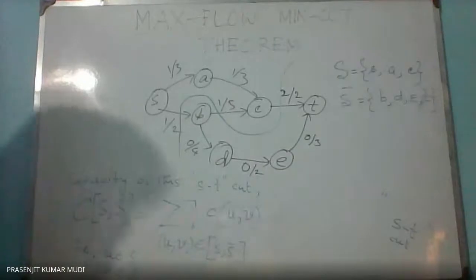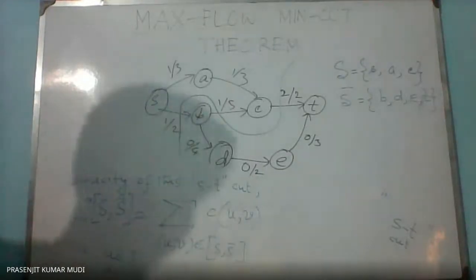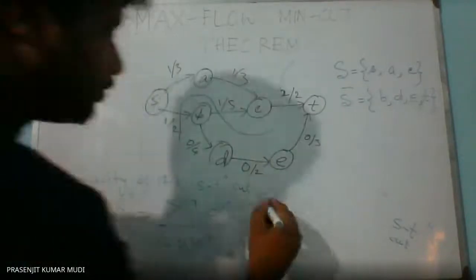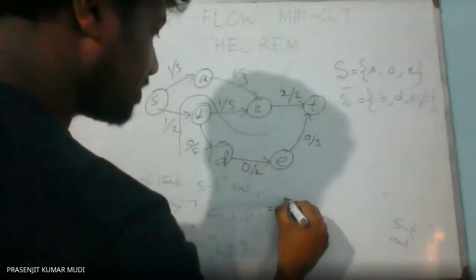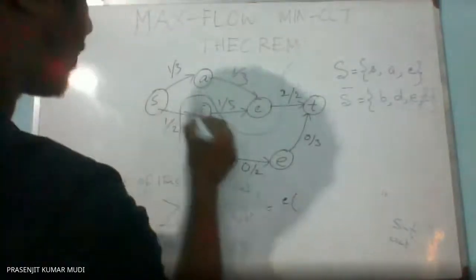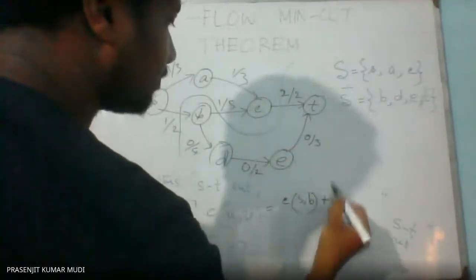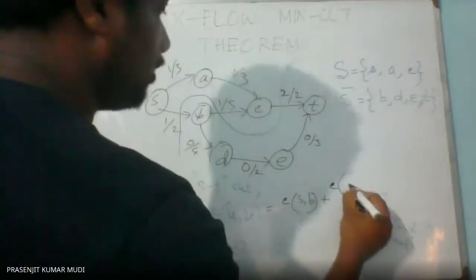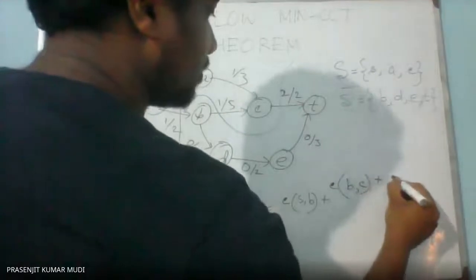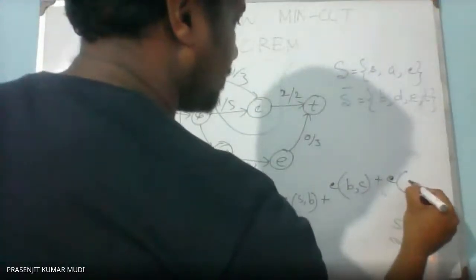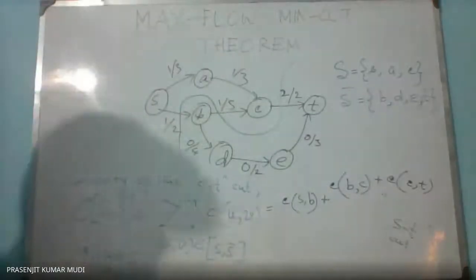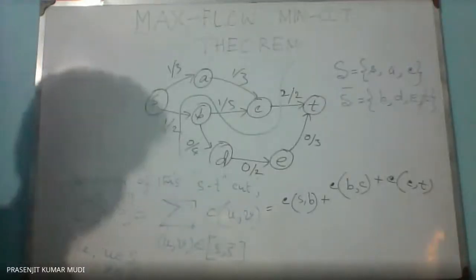Four. Okay. Now it is equal to the capacity of S comma B plus capacity of B comma C plus capacity of C comma T. তো সেকেন্ডেরটা সি কমা বি হবে না ক্যাপাসিটি? Yes, we know that. Okay.